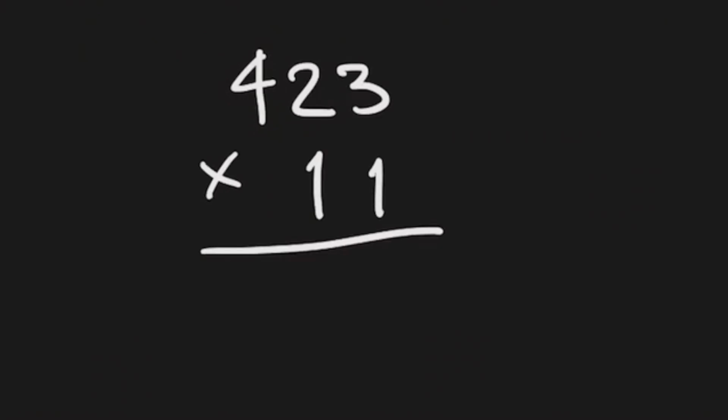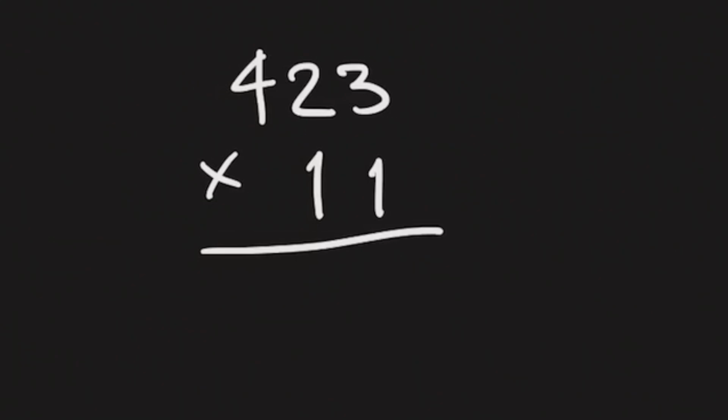Let us look at the technique to multiply by 11. Let's say we have 423 times 11. Instead of doing the regular calculation, we are gonna do the simple trick.